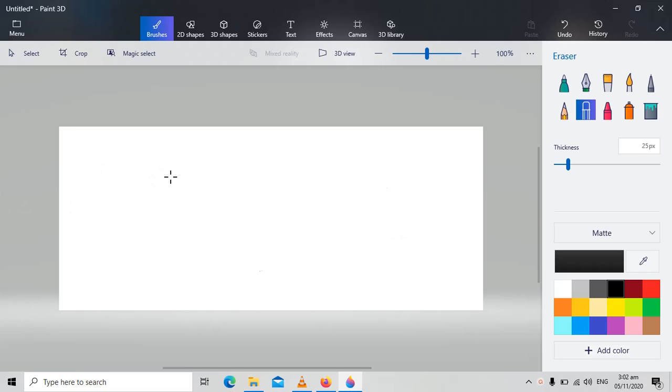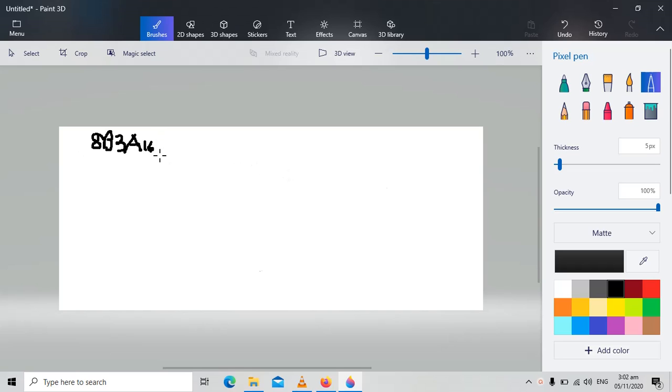Let's try another one here. 8B3A with a base number of 16. Anyway, you can pause the video. Just like I said before, repeat the process again: 16 to the power of 0, 16 to the power of 1, 16 to the power of 2, and 16 to the power of 3.